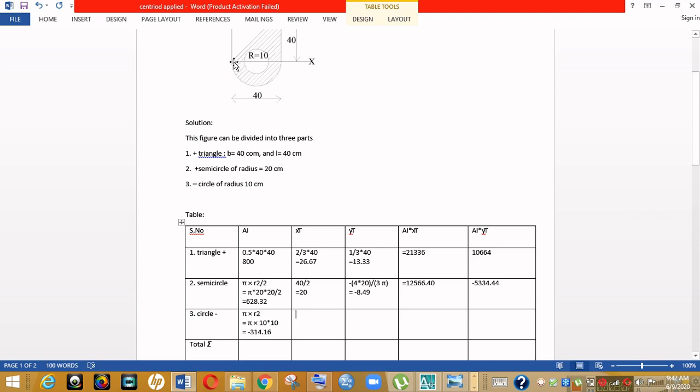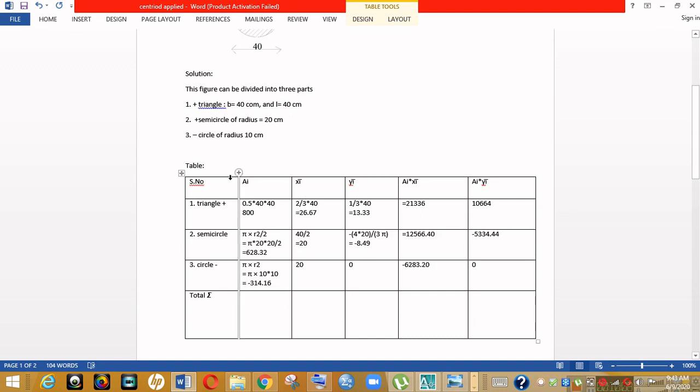The centroid for this circle portion: this is our base, and this is our center, and it will be given as 20. The value of yi for this circle is 0, because it is lying exactly on the base, on the axis. Because it is lying on the base, its centroid in y direction should be 0. If we multiply Ai with xi, we will get the value as negative of 6283.20, and the Ai yi value comes out to be 0.